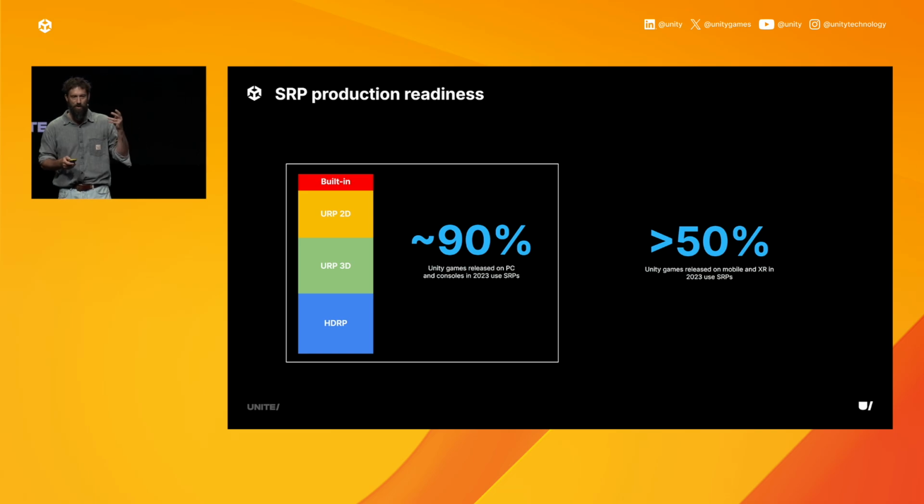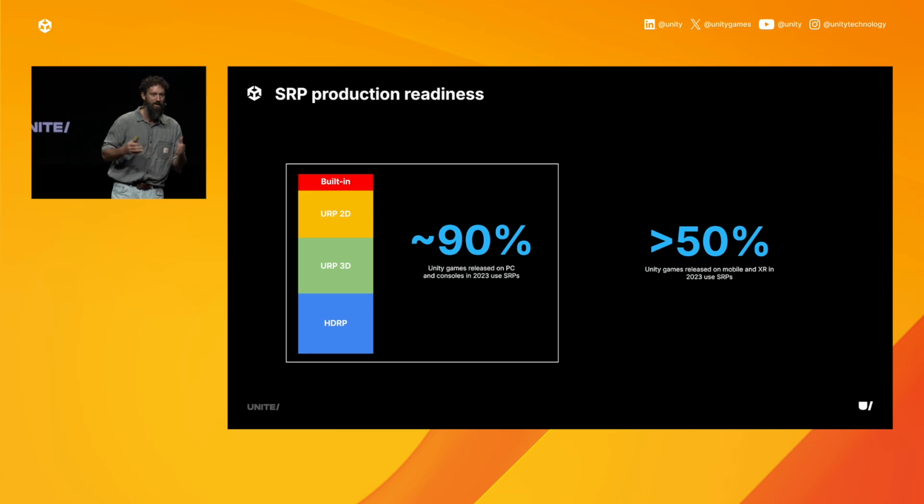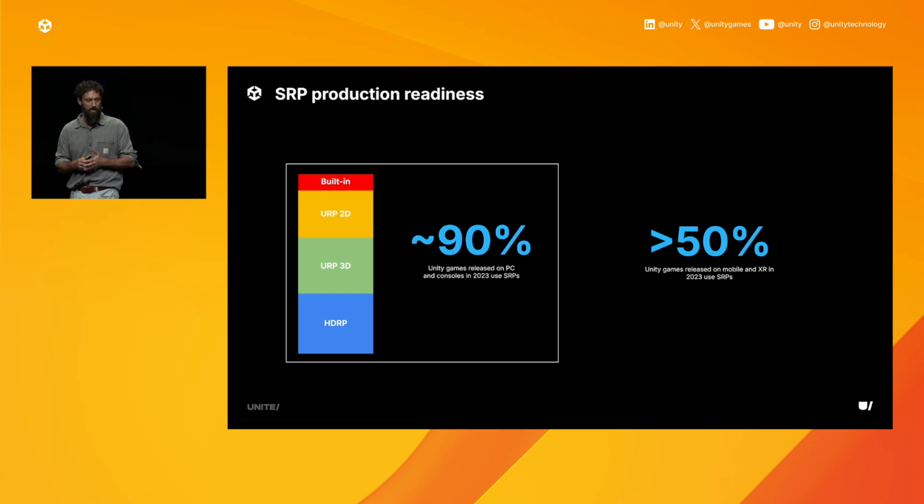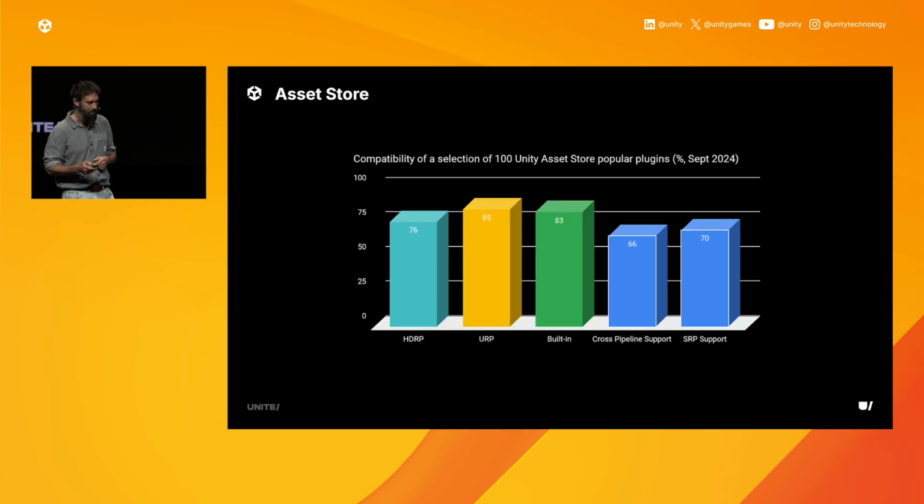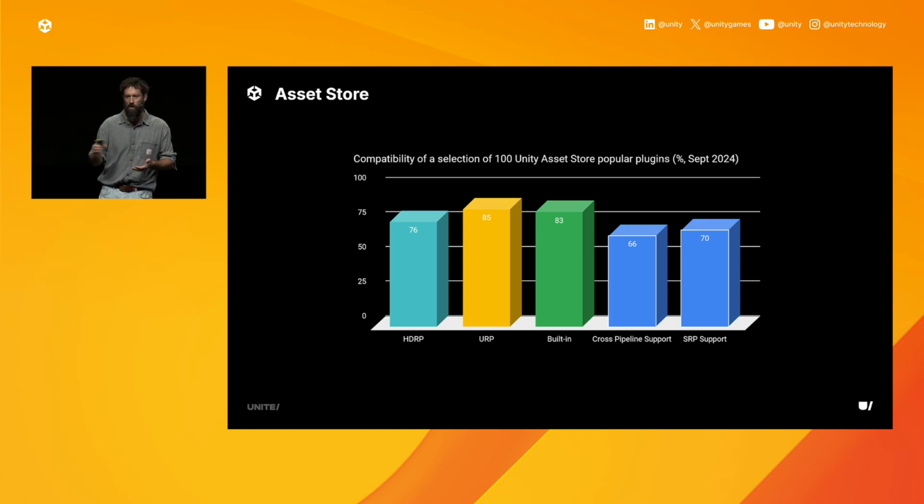So first, if you are on built-in render pipeline and you're afraid that SRPs are not production ready, in fact, in 2023, already 90% of the Unity games released on Steam were using SRPs, and more than 50% were using it on mobile and XR. On the asset store, we did a selection of the top 100 plugins and assets, and actually the URP is the most compatible asset on the store.